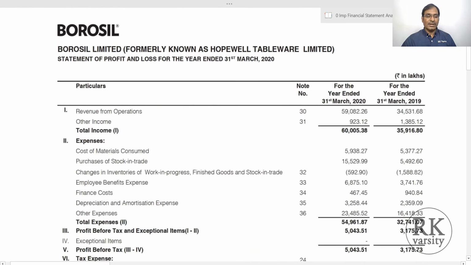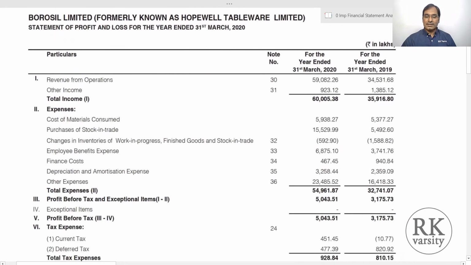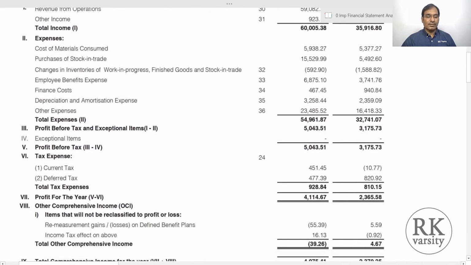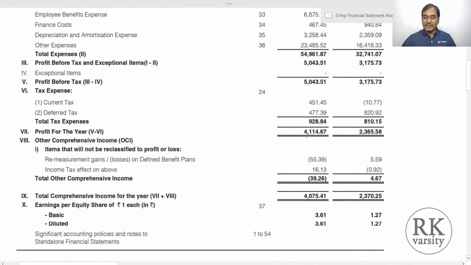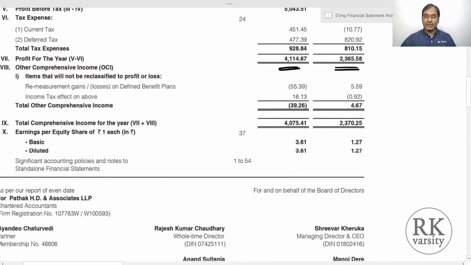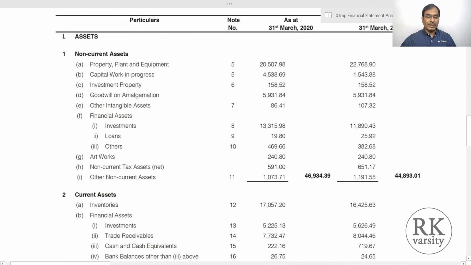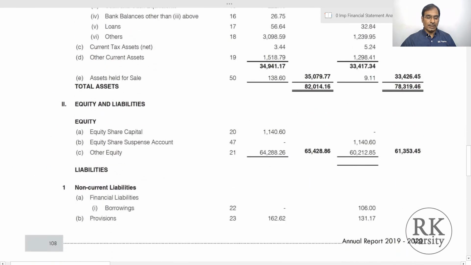So here we have Borosil, and this company's profit before tax, and we look at the profit for the year. There is an increase in profit for the year for the 2 years, that is 2019 and 2020. This is your numerator value. Then your denominator is total equity. So here you have total equity. There is an increase in total equity. This is because of increase in other equity.